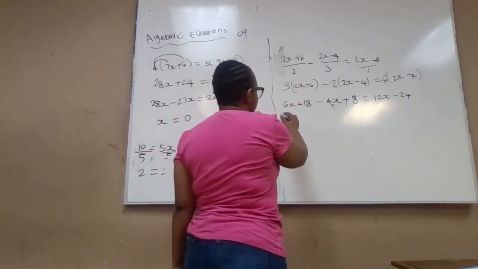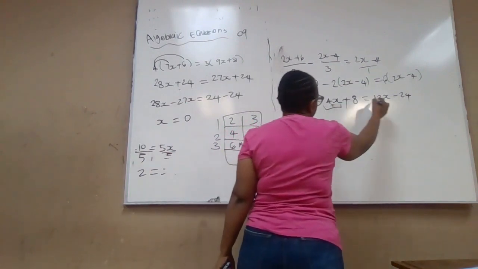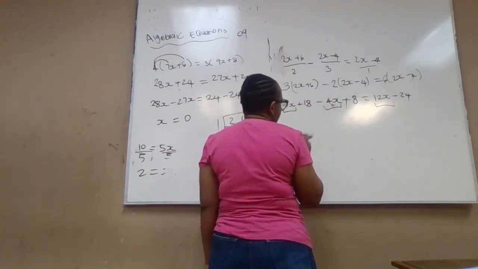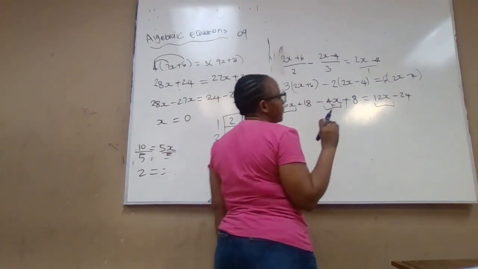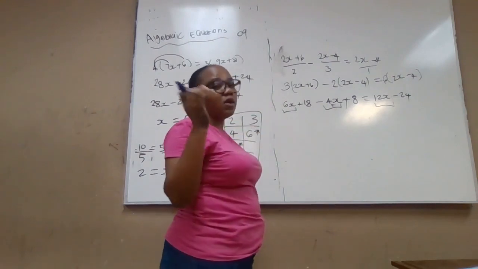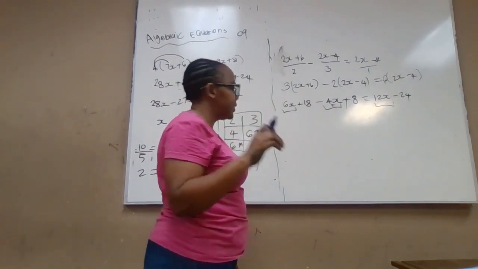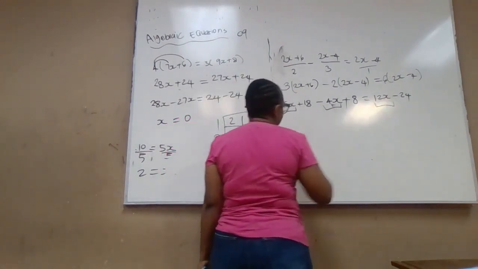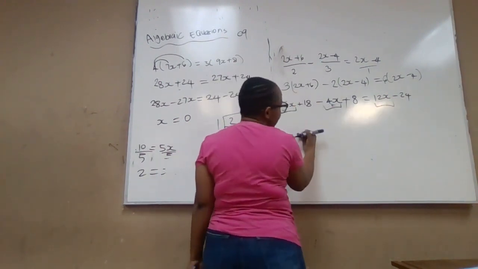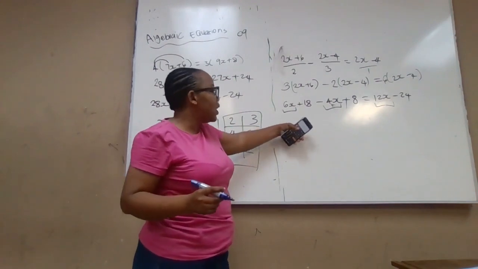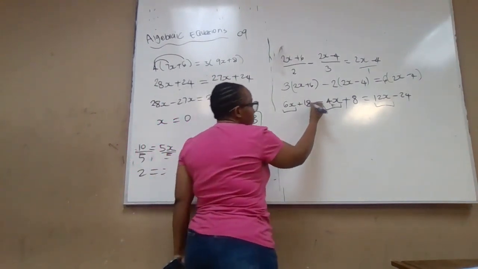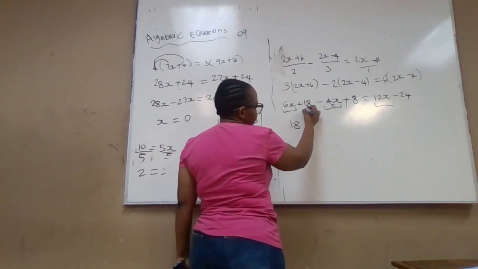You can group your like terms. Okay, it is always best to bring the lowest x values to the side of the highest x value. So our highest x value is 12. So let's bring all our x values to the side of 12. Okay, on the left hand side, we are now going to write our constants, our numericals, grouping them as well.